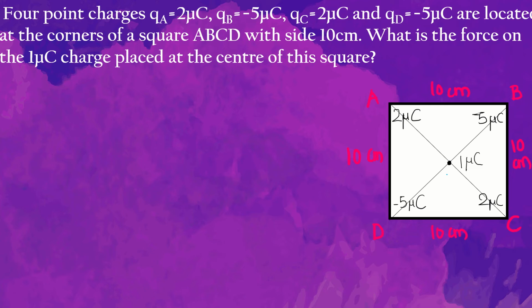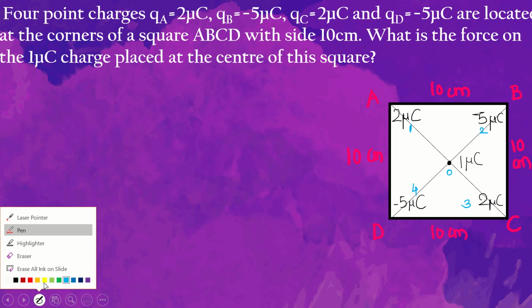So we must find the force this charge, which has 1 microcoulomb, experiences because of the 4 charges placed at A, B, C and D. I am marking this 1 microcoulomb charge as O, and the charges at A, B, C and D as 1, 2, 3 and 4. I am doing it like this so that you won't get confused and it will be easier to solve the question.